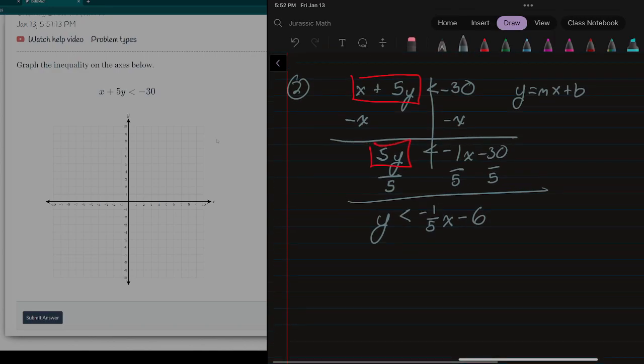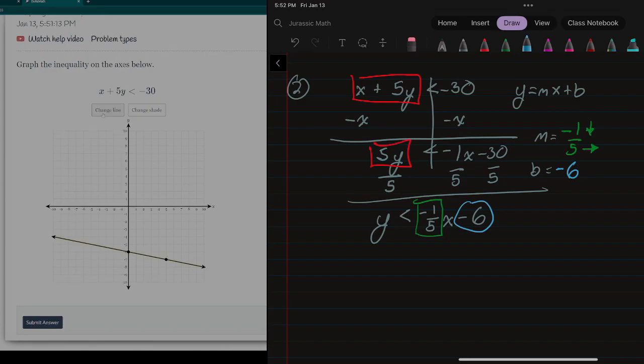Now we can find our slope and our y-intercept. Remember, your slope is always the number in front of the x, so negative 1/5, which means we go down 1 and to the right 5. And on top of that, we have our y-intercept, which is negative 6. So if I go to my graph, I'm going to go to negative 6, put a dot, go down 1, then go 1, 2, 3, 4, 5.